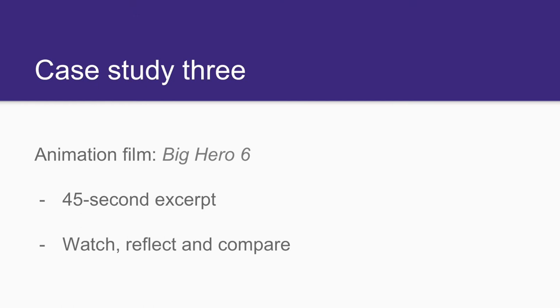Much better this way, isn't it? Why don't you try with your own version and see how it works? In the meantime, let us carry on with our third case study. This time, we are facing Big Hero 6, an animation film for which we have produced the subtitles ourselves. For that, we have followed the previous conventions to the letter. Let's have a look at the results.